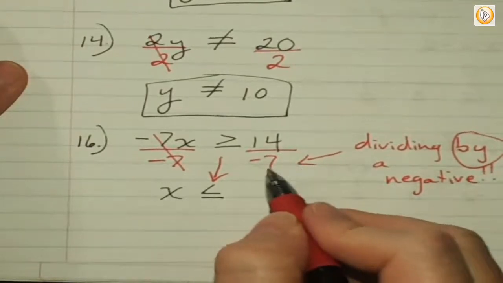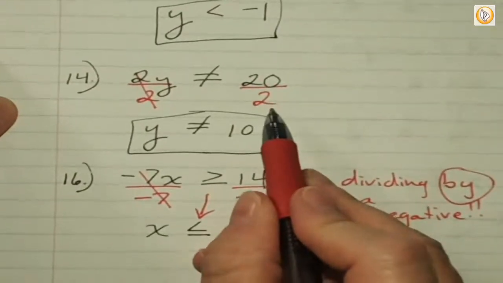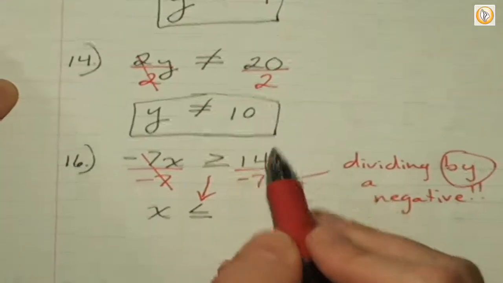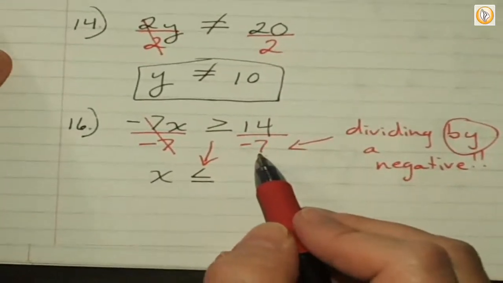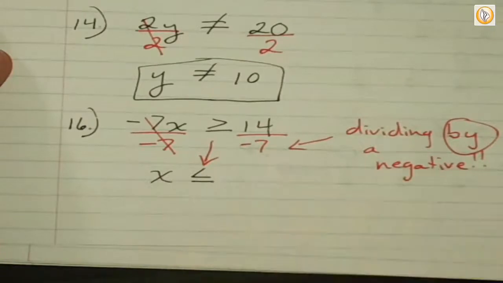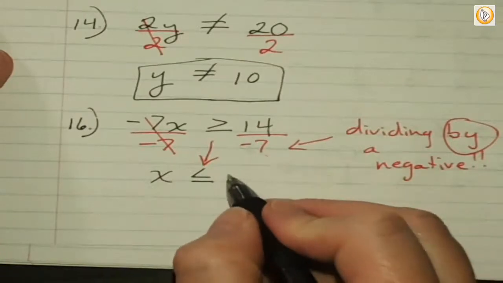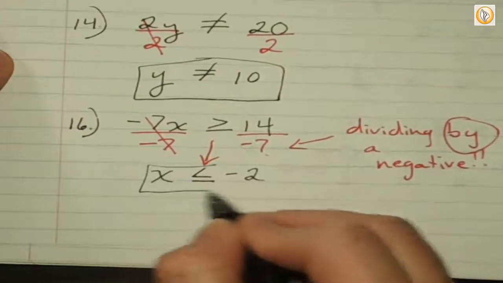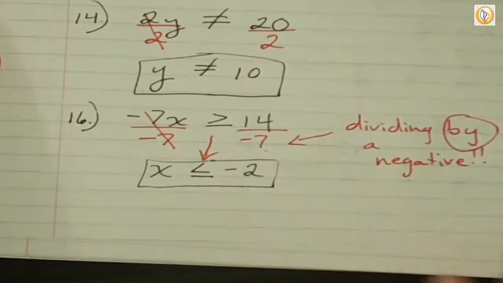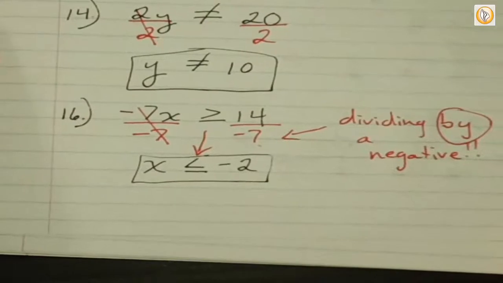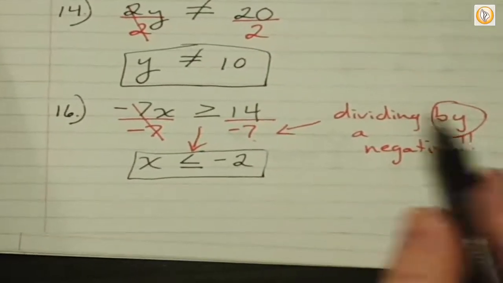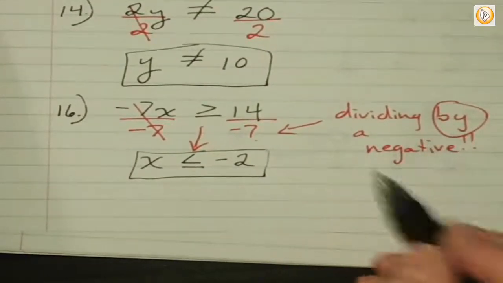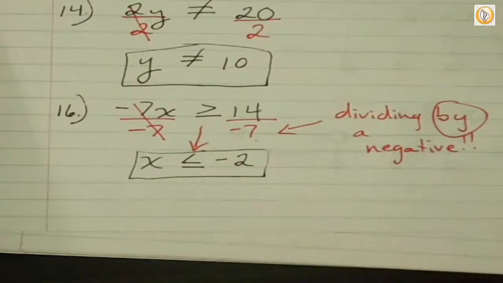That's right. We're dividing up here by a positive, but right here, we're dividing by a negative, so the sign flips. And 14 divided by negative 7 is negative 2. I forgot we had to flip the sign. That's why I did this.